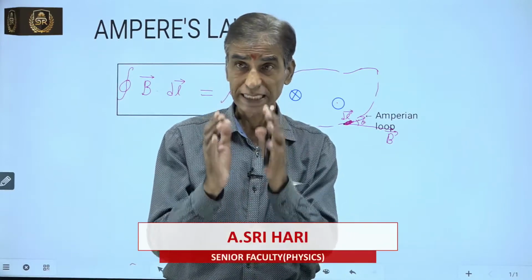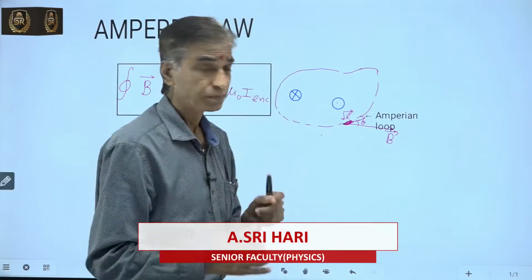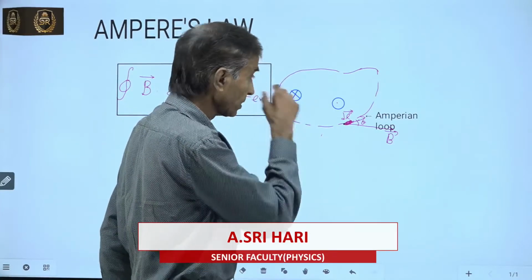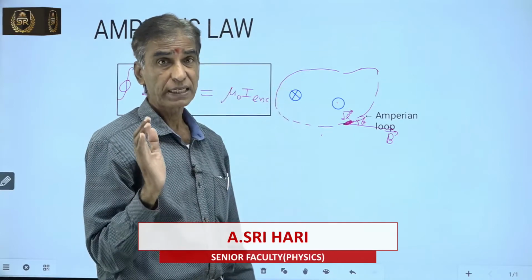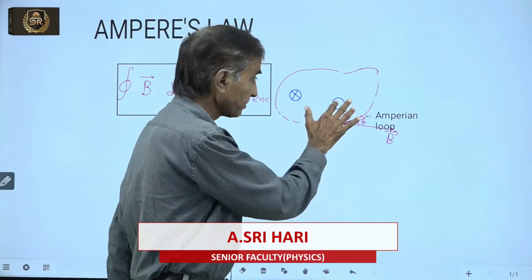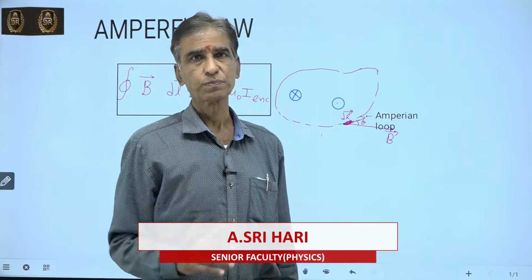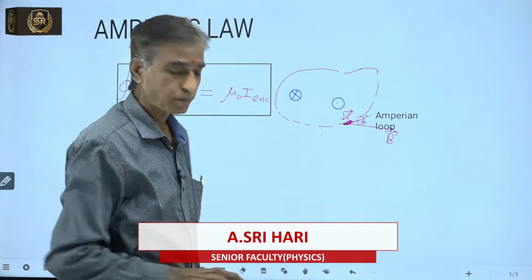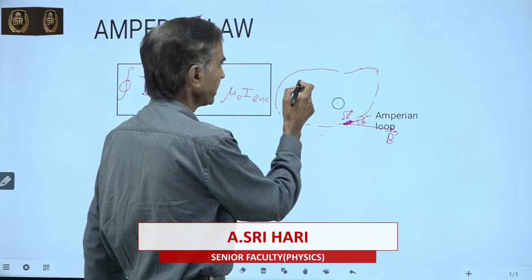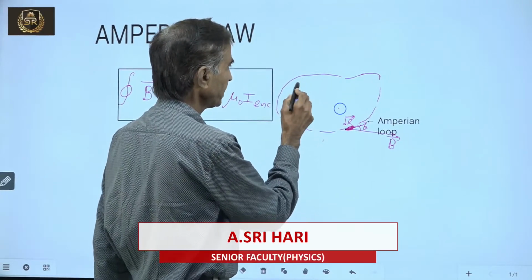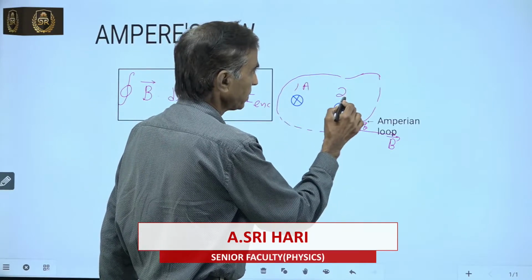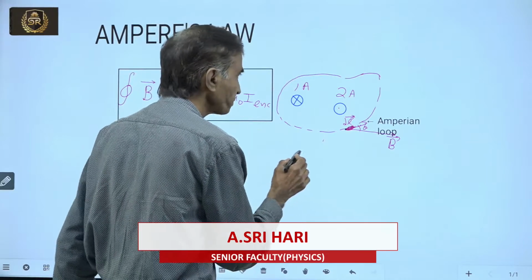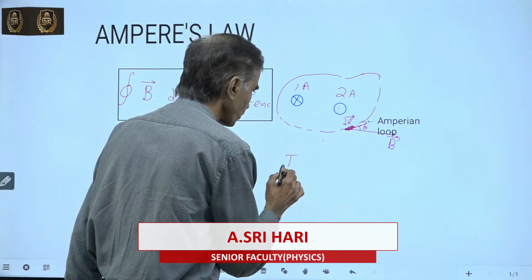So what is the meaning of net? Total. When the current is going into the plane, we take it negative, and the current coming out of the plane, we take positive. Then what is the net? For example, this current is 1 ampere and this current is 2 ampere. Then what is I enclosed now?